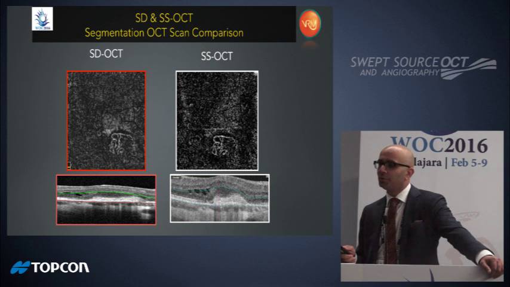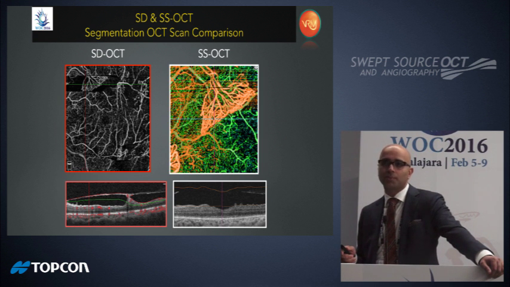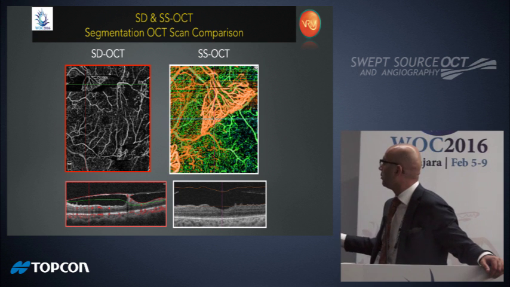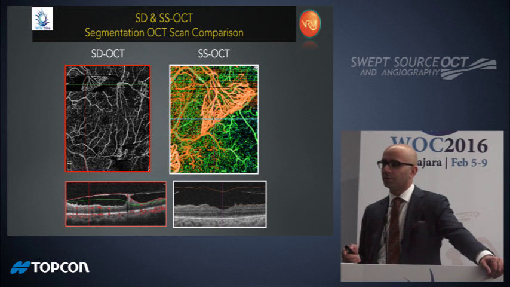And one of the beauties of the Triton swept source device is that the composite image really allows you to highlight some of these areas a little bit better, and we can see here this same neovascular net that we saw earlier in this lab.